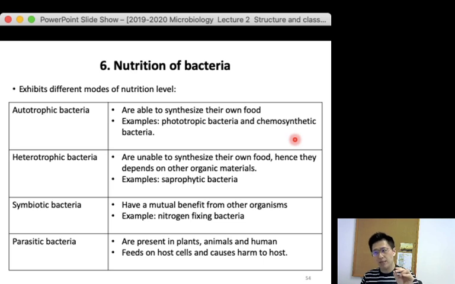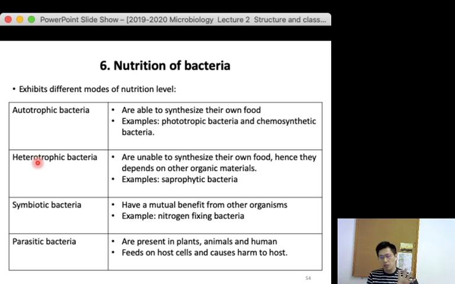So chemo means the use of chemicals to make the food. That is autotrophic, but most bacteria are heterotrophic. Hetero means they need to obtain food from others, like humans. We can't make the food, so we need to hunt for it, or give some money to buy the food. Same as bacteria.